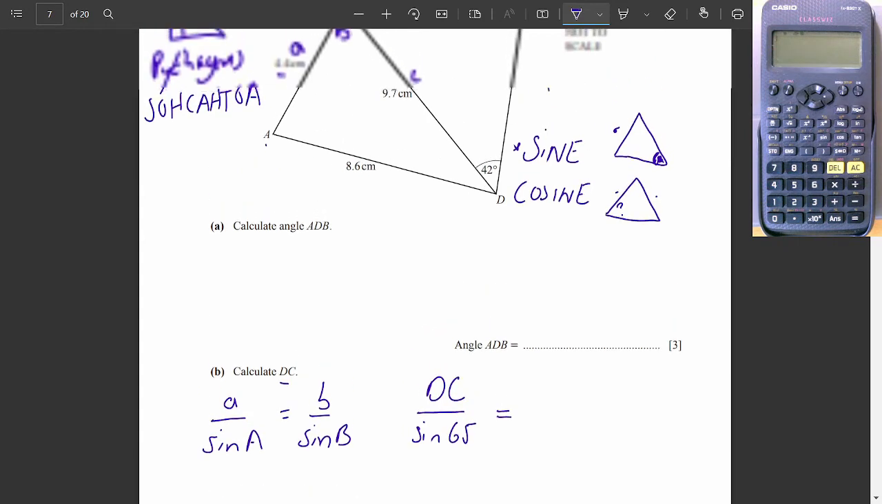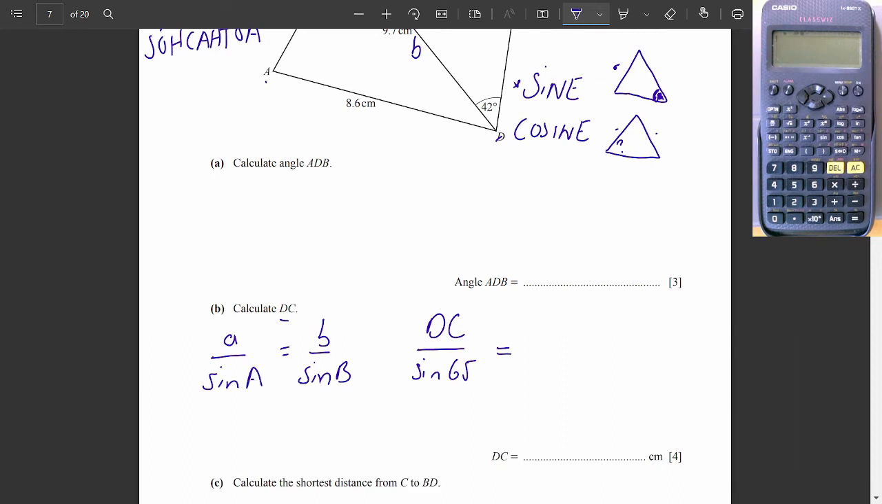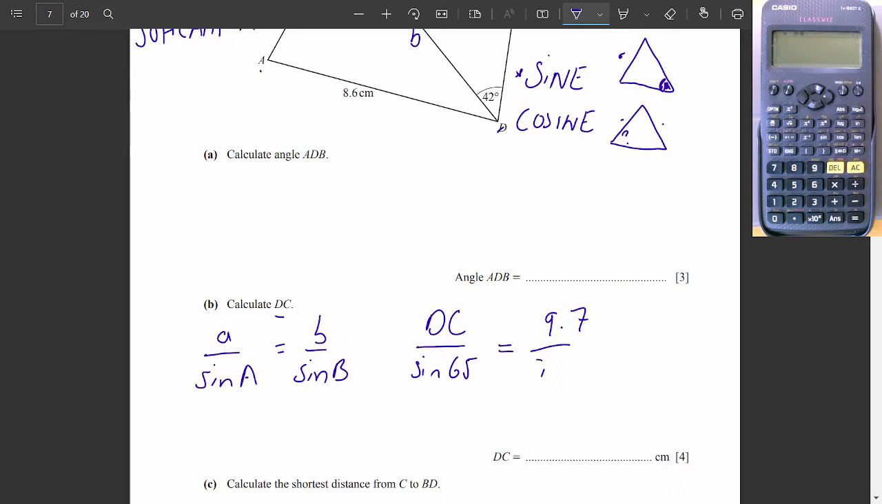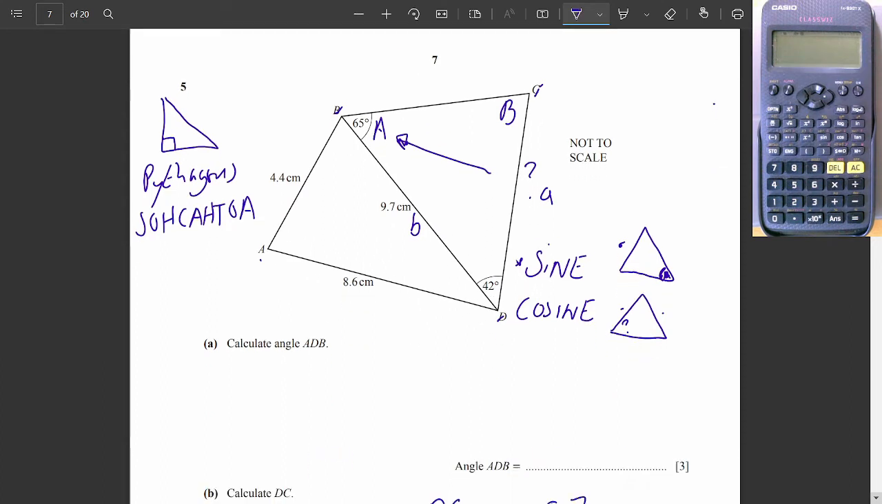All right, we need another side and another angle. The only other side we have here is 9.7. So in this case, I'm going to make that my lowercase b. Forget about the values they put there. So that means I've got another 9.7 here, and the angle opposite to that side is going to be our uppercase B, but we don't have that angle. Luckily, we can work it out. This is basic angles in a triangle. 180 minus 65 and 42 will give us that third angle.